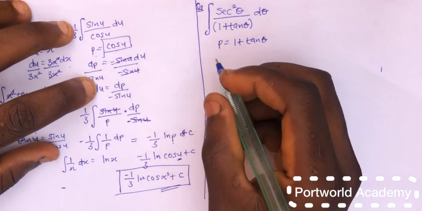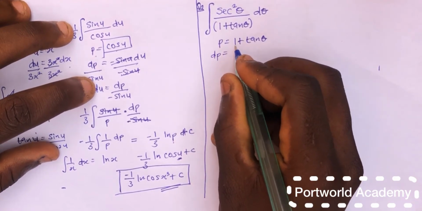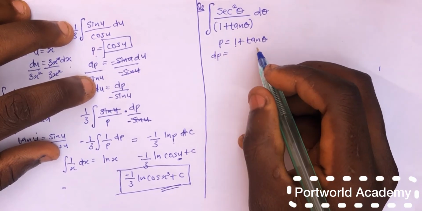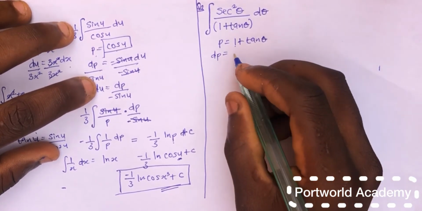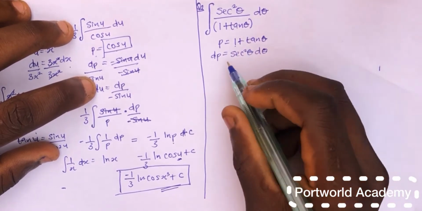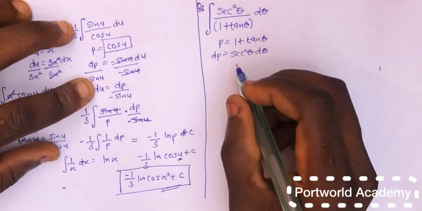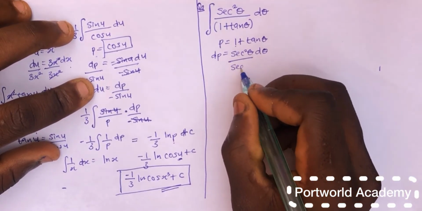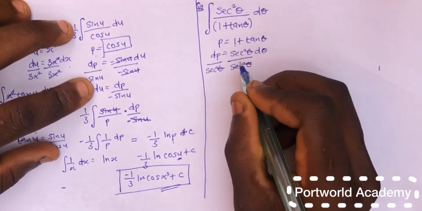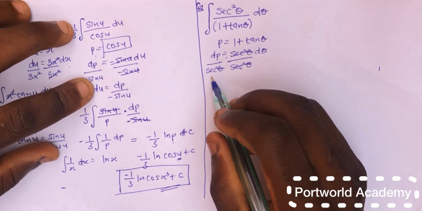Then finding our dp, dp equals the derivative of 1, and you know that 1 is a constant, so that's simply 0, right? That will be 0 plus, differentiating tan theta, that will give us sec squared theta d theta. So from this expression, we can simply make d theta the subject of the formula by dividing both sides by sec squared theta, right? So this cancels this, so you're having d theta equal to dp over sec squared theta.